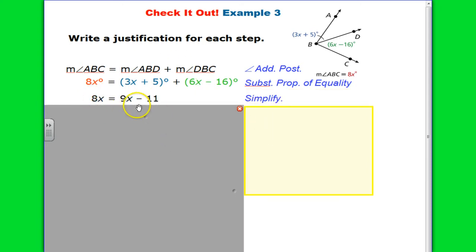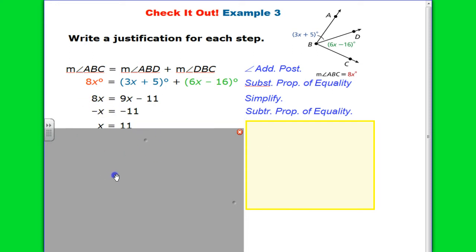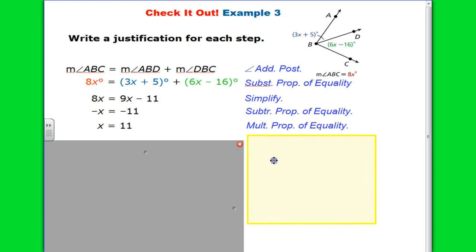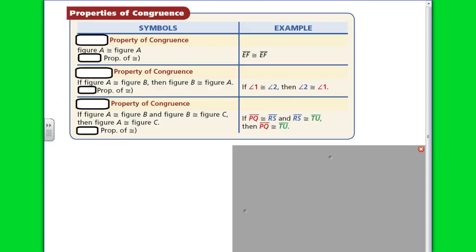And now we're going to gather our variables. We have negative x. So we must have done what? That's right, subtraction property of equality. And how can we get rid of that negative? Two options, and one of them is multiplying both sides by -1. So we have x equals 11. Awesome job.